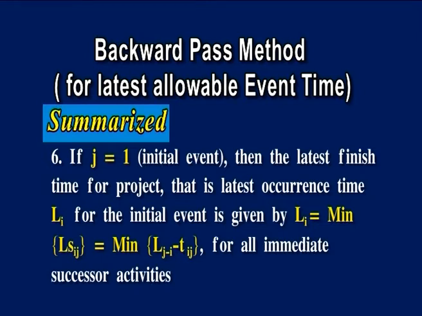Now, next coming to float of an activity and event float, that is, slack of an activity and event. The float or slack or free time is the length of time in which a non-critical activity or an event can be delayed or extended without delaying the total project completion time.